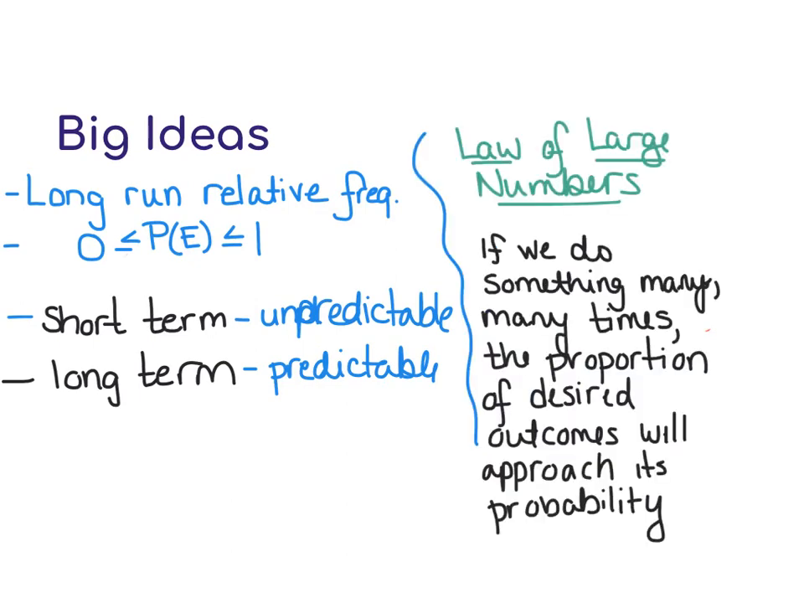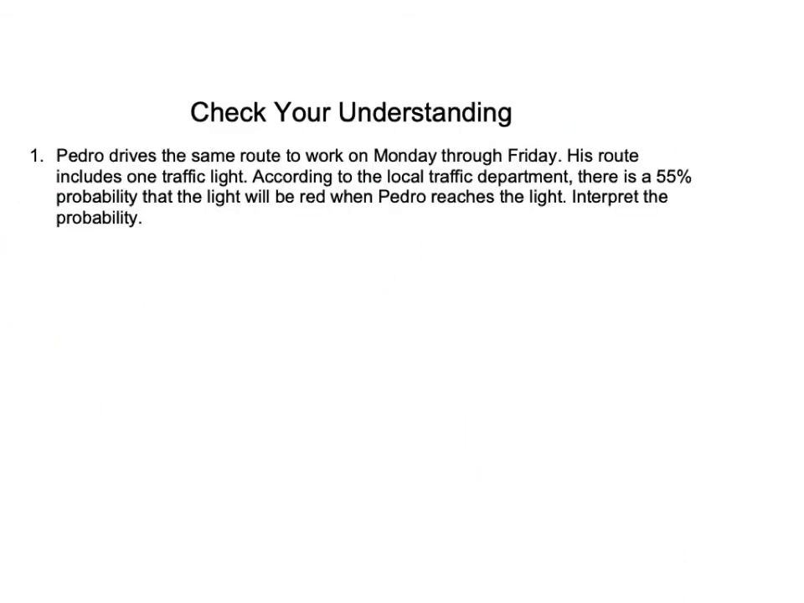Next, we have the law of large numbers, which simply states that if we do something many, many times, the proportion of desired outcomes will approach its true probability. So let's check your understanding with a few questions.